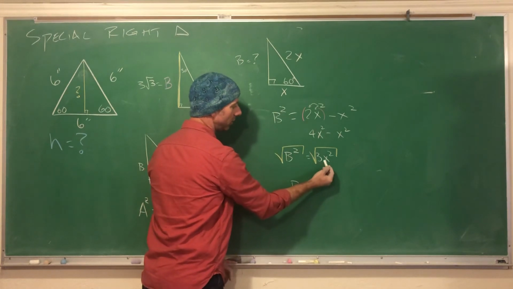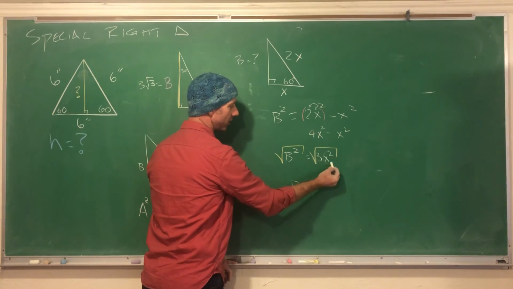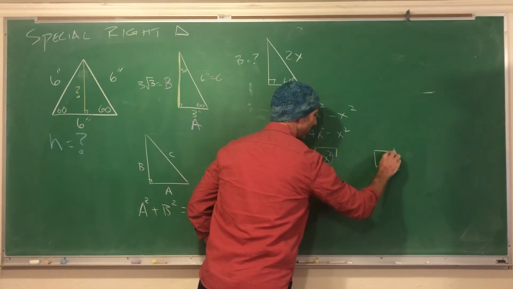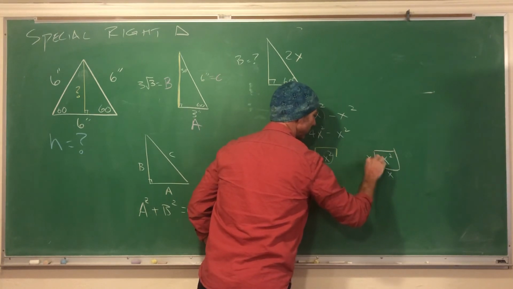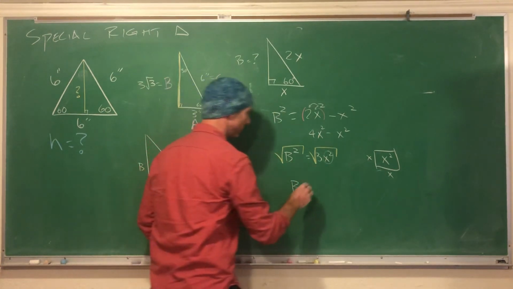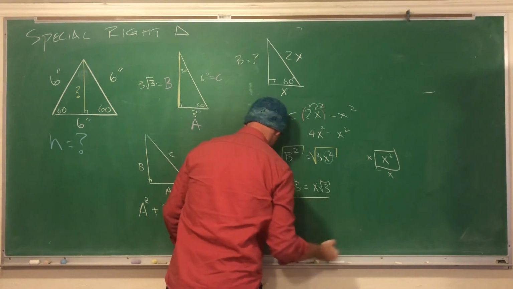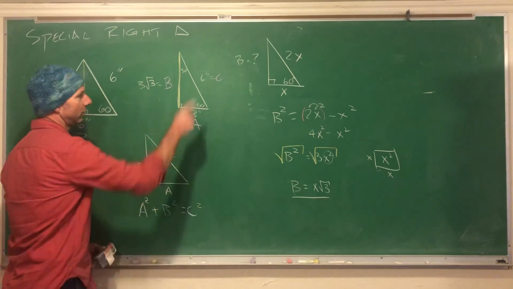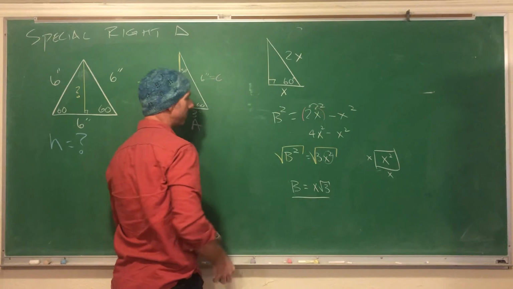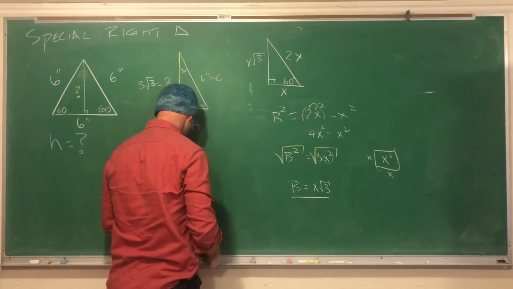Up here, I can't take the square root of 3, but I can take the square root of x squared. If we went back to my square model again, it looks something like that, where the area is x squared. That means the side lengths have to be x. So it's going to be x root 3. Let's go back up to my triangle. This shows that that b length is x root 3.